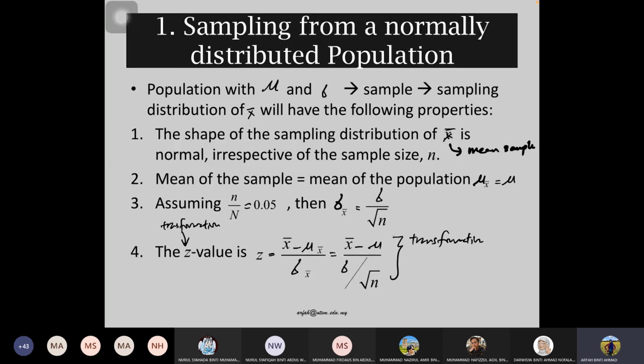Before this, when you had population data, in chapter 2_1 we had population data where we did not take a sample. So your transformation is Z equal to X minus mu divided by sigma. But here we deal with sample data. That's why the transformation becomes X bar minus mu divided by sigma over square root of N. What we are interested in is the average of the sample. Understand? Any questions so far?